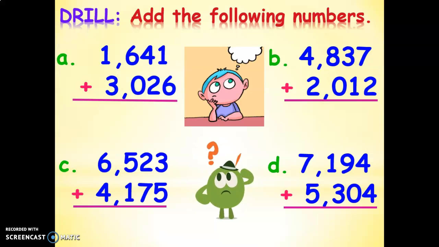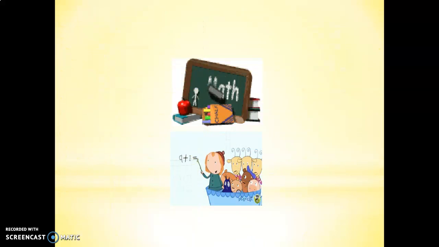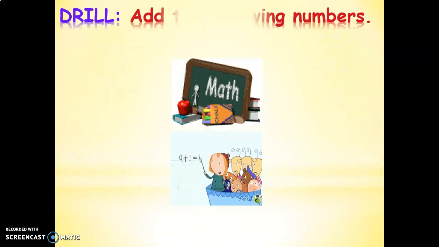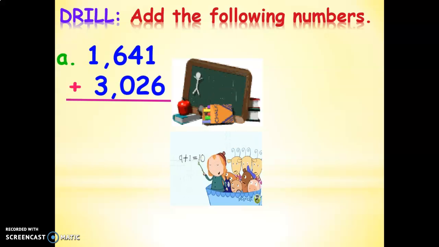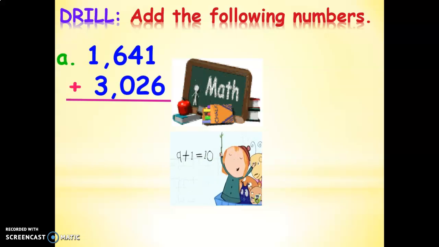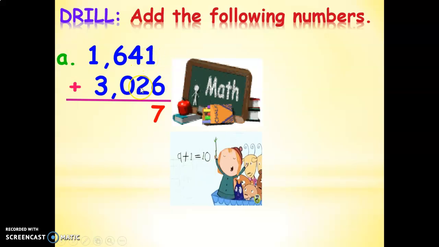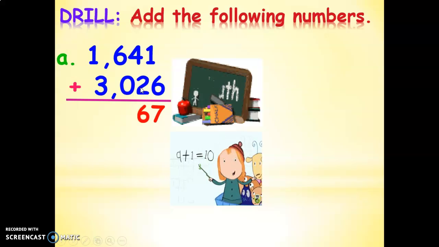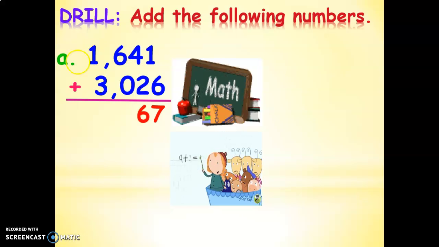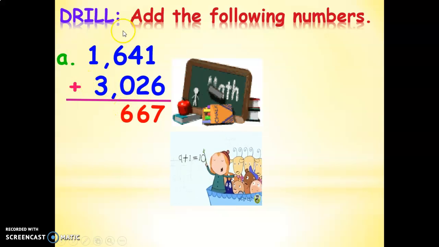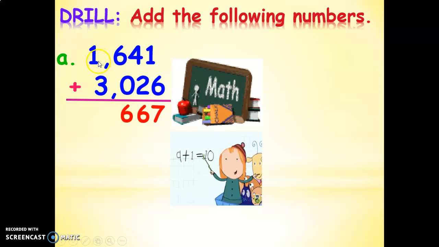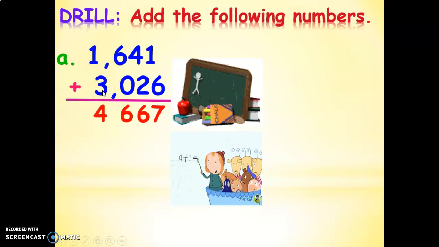And once you are finished, you can now see if you got the answers right. So let's see the answer for letter A. For letter A, starting from the place value of ones, you have 1 plus 6, the answer is 7. And then place value of tens, 4 plus 2 equals 6. We move to the place value of hundreds. We have 6 plus 0 equals 6. And then for the place value of thousands, 1 plus 3 equals 4.